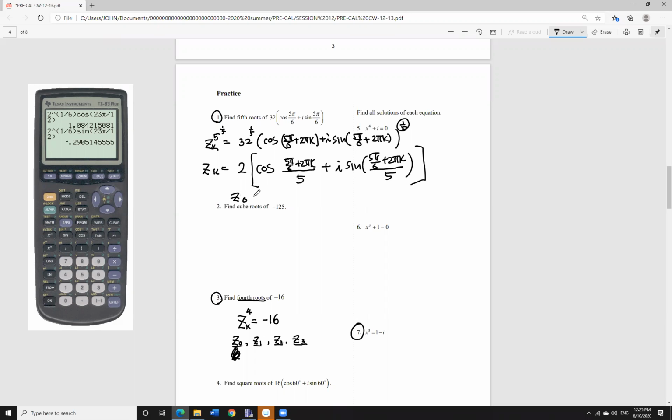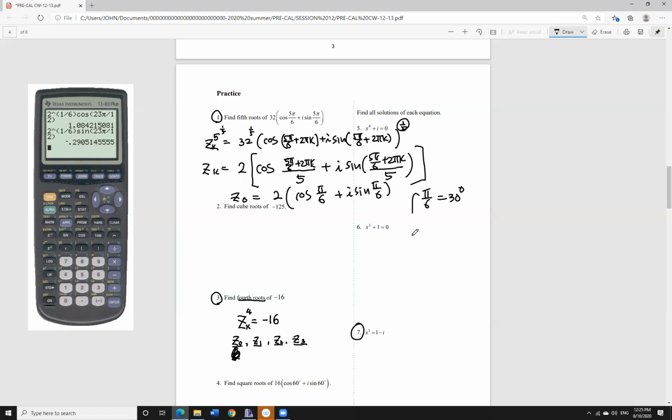g0, the first root, is how much? 2 times cosine. This is k equals 0. 5 pi over 6 divided by 5 is pi over 6, right? Plus i sine pi over 6. That's the first angle. So the starting angle is 30 degrees. Pi over 6 equals 30 degrees.